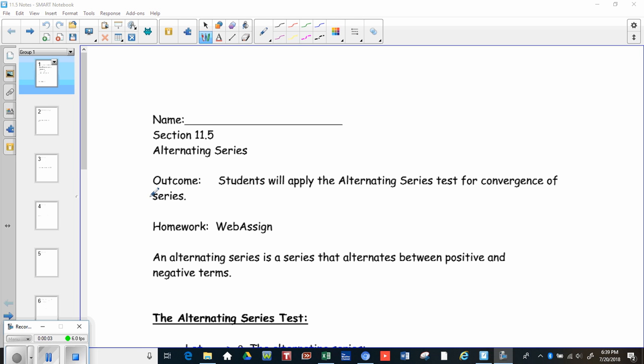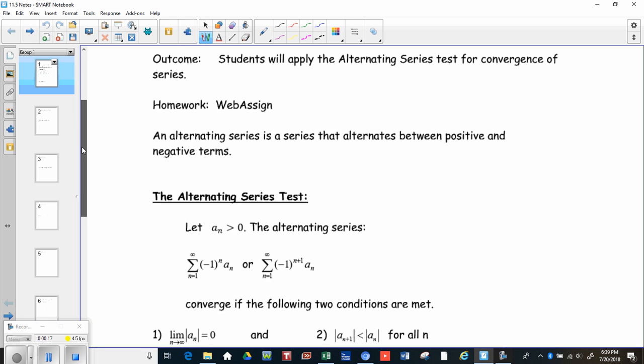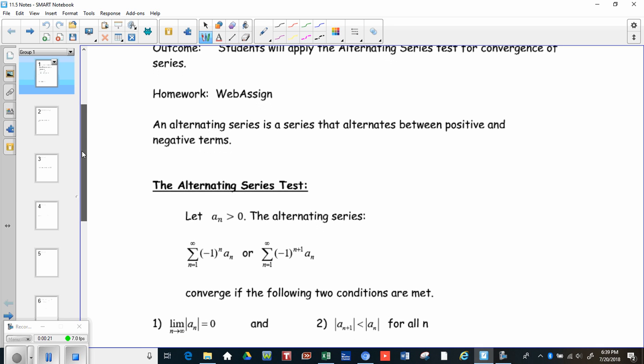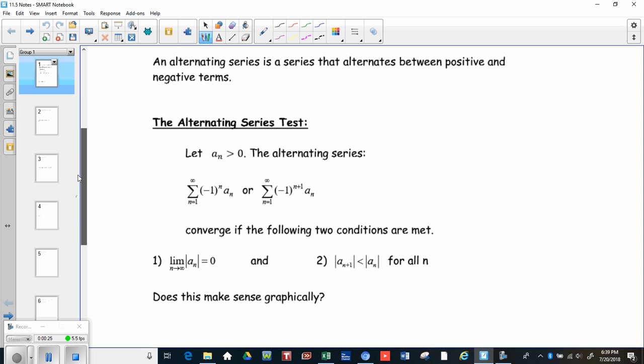All right, so the next of our tests for convergence and divergence is what is called the alternating series test. This is relatively a straightforward test. It's not too difficult to understand how it works, and the criteria are not too bad. The most difficult part is showing one of the criteria, which is the decreasing part. So this is what the alternating series test says.